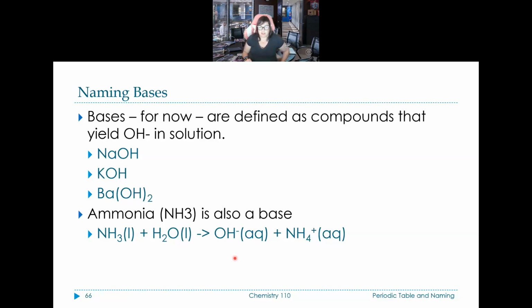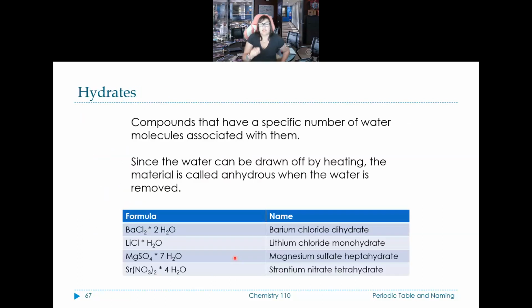Next, what are we talking about next? Hydrates. Compounds that contain a specific number of water molecules associated with them are called hydrates. So if it has water on it, it's hydrated. Okay. Since the water can be drawn off by heating, the material is called anhydrous once the water is removed. All right. So you may have heard the term hydrates or anhydrous.